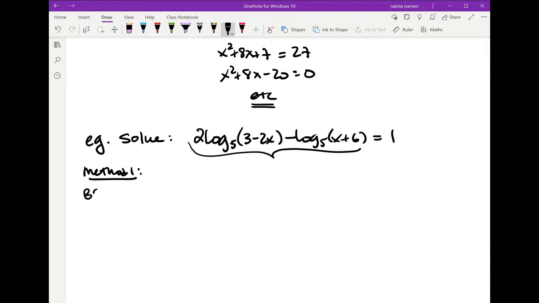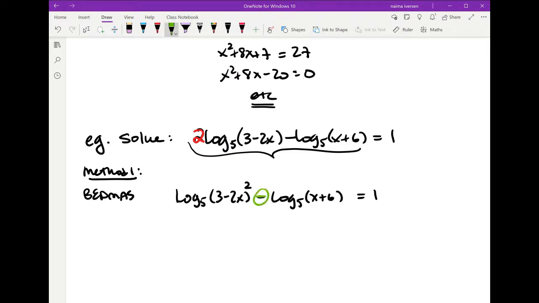So remember that we are following BEDMAS. And the first thing that we're going to do is get rid of that 2. So we are going to go log base 5 of (3 minus 2x) squared. The 2 comes up. Minus log base 5 of (x plus 6) is equal to 1. The minus sign is what's next. This minus sign sitting right in here means divide. So we're going to get log base 5 of (3 minus 2x) squared divided by (x plus 6) is equal to 1.